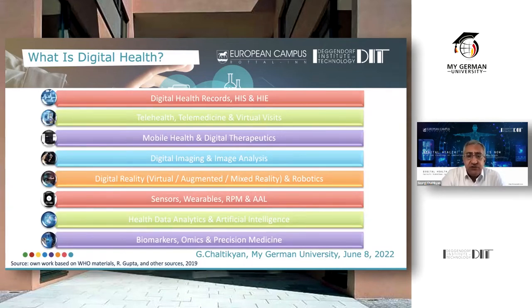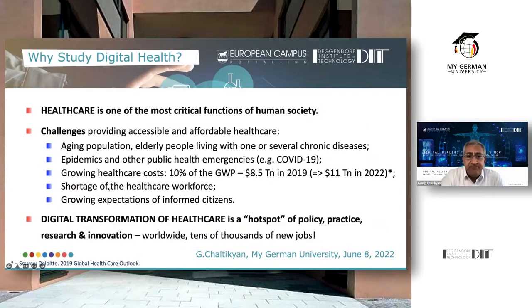course. So as you can see, it includes quite a lot of different subdomains or different chapters, ranging from digital health records or electronic health records and digital health information systems, through telehealth, telemedicine, to mobile health and digital therapeutics, but also digital imaging, digital reality, the so-called modern technologies such as virtual reality or augmented reality, sensors, wearables, remote monitoring, and all the way to health data analytics and AI and biomarkers, omics, and precision medicine.